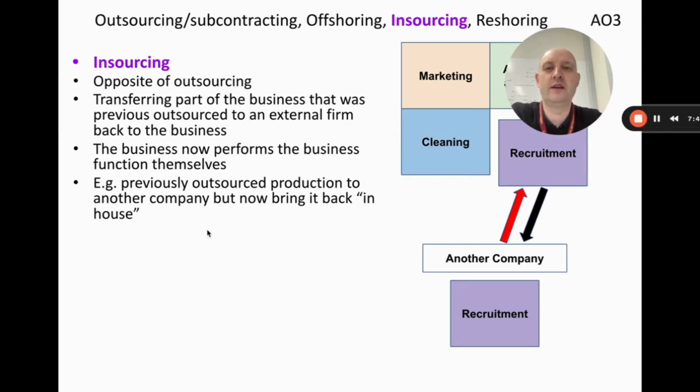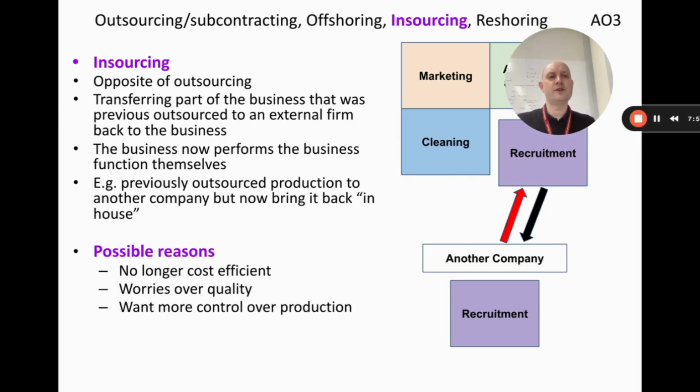This is also called bringing it in-house. So you're kind of bringing it home, if you like. So they previously outsourced production to another company, but now bring it back. So just like reshoring and offshoring, you can only insource if you previously outsourced. So insourcing means we outsourced it and then we're bringing it back within the business.